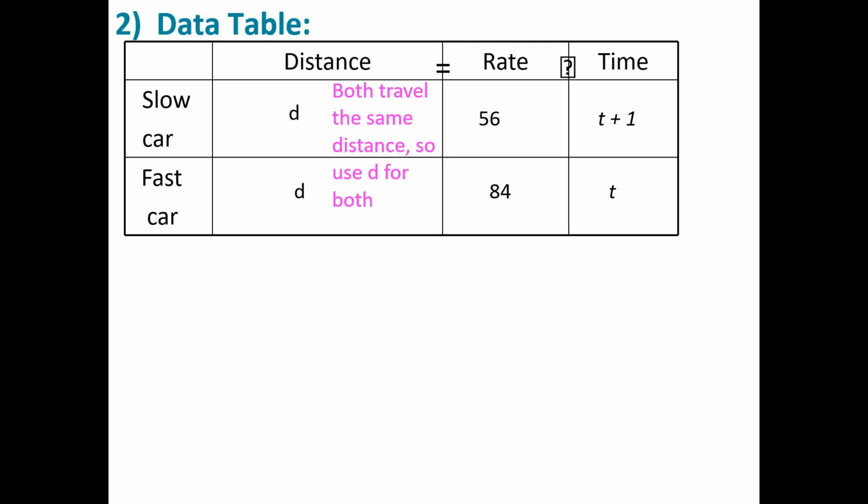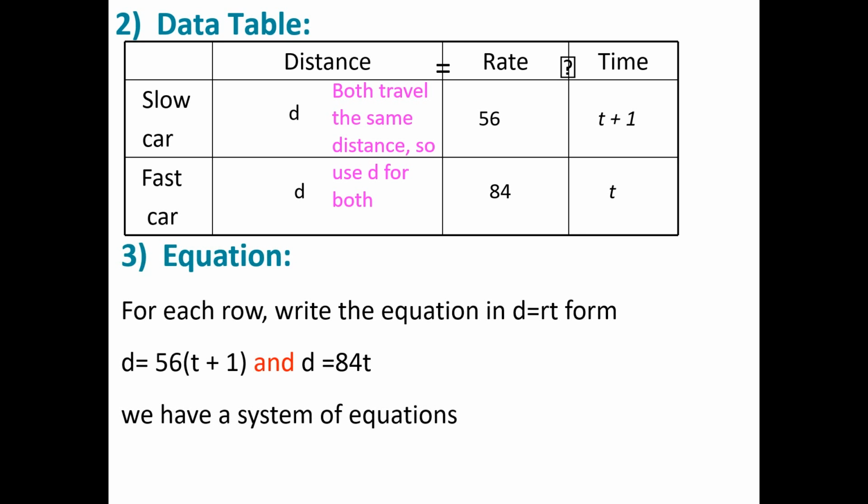And distance is the same. So distance equals 56 times the quantity t plus 1. Distance also equals 84 times t. So I can set 56 times the quantity t plus 1 equal to 84t.